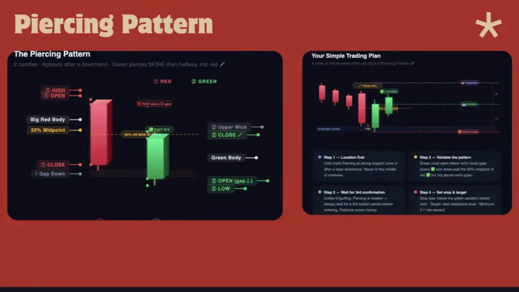Two critical rules to validate this pattern. The green candle must open below the red candle close. The gap down is essential. The green candle must close past the 50% midpoint of the red candle.